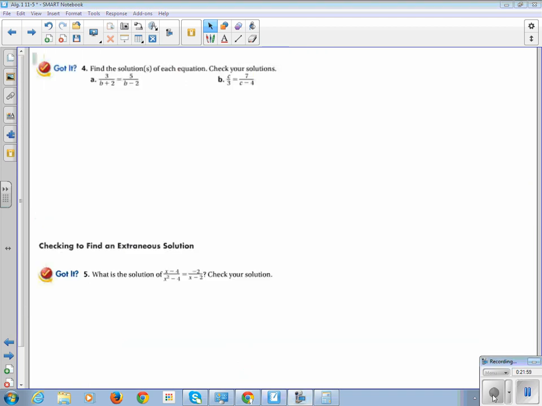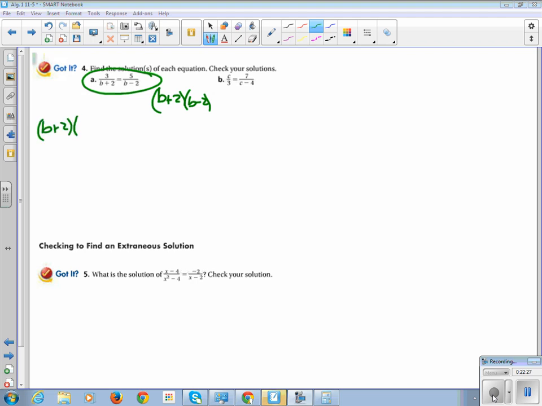Let's do a couple more problems together, and then we'll call it good. I don't want to send you off into the atmosphere without practice. So let's do A together. B plus 2 and B minus 2, their LCD is just the 2 multiplied together. So I'm going to go B plus 2, B minus 2, times 3 over B plus 2, equals B plus 2, B minus 2 times 5 over B minus 2.